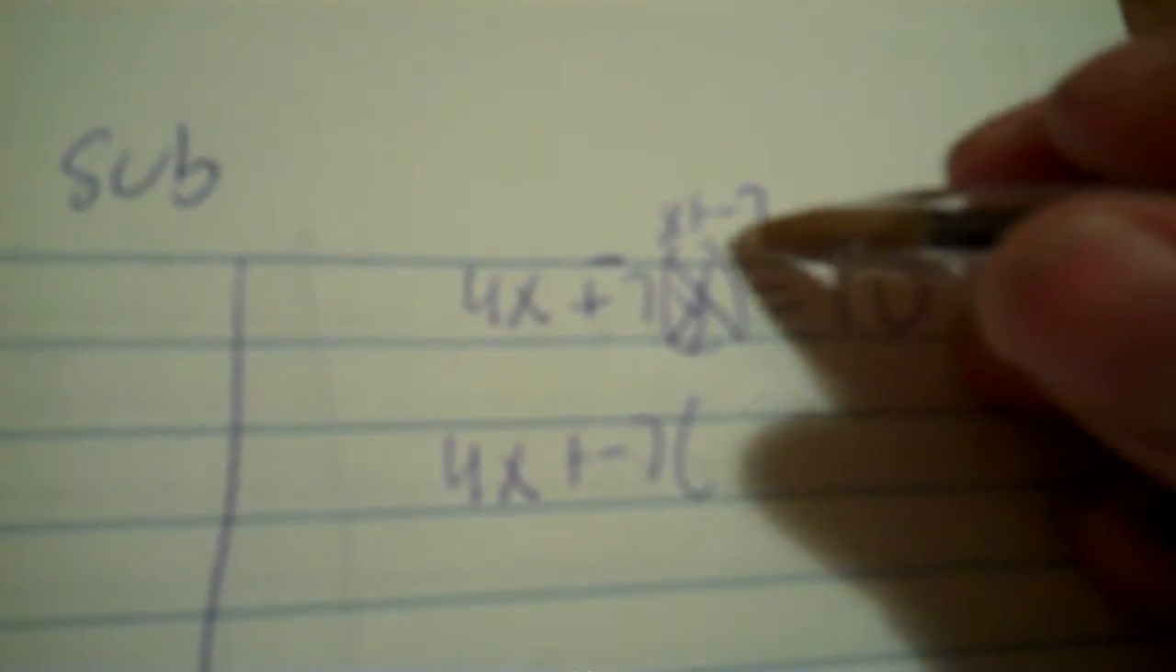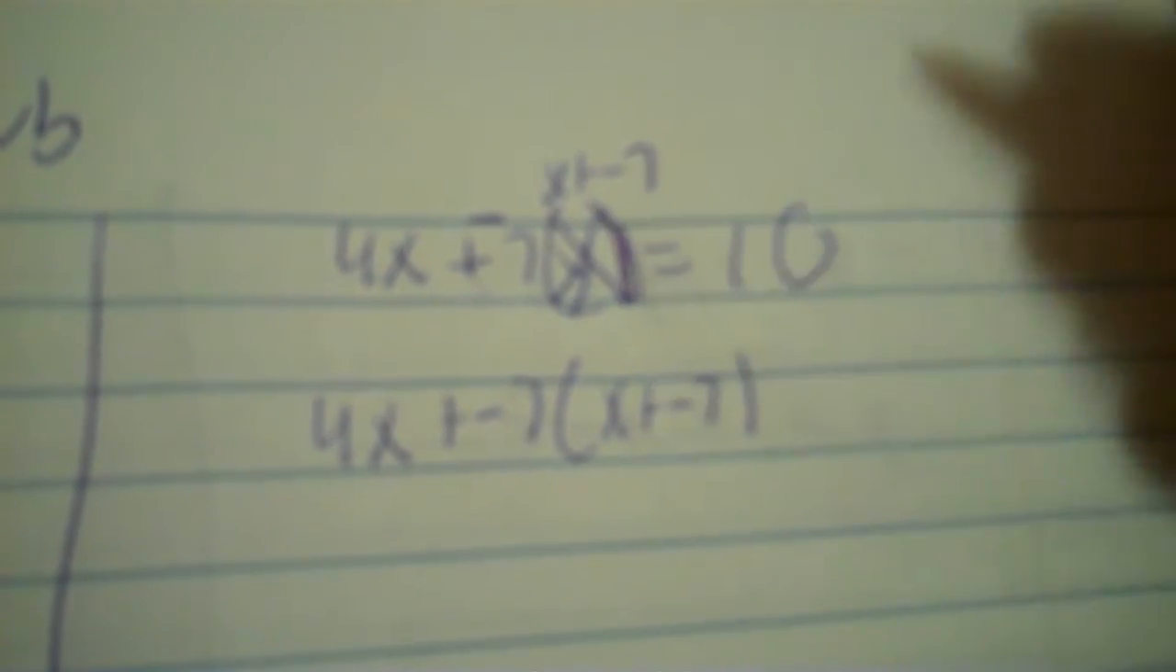So I have 4x plus negative 7. Then I make the parentheses, and instead of having a y, we're going to put in x plus negative 7. Now look at when the parentheses close, right there. After it closed, it says equals 10. Now I can solve for x. There's x here and x here.